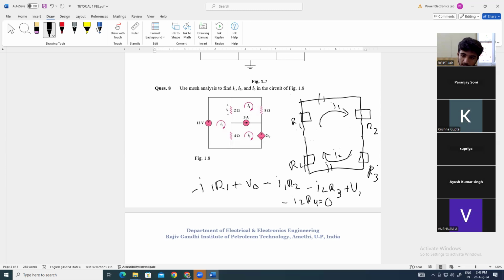Now, when we solve this, how many unknown variables would we have? Can anybody answer? Yes, Vaishnavi, can you answer how many unknown variables we would have in this equation? Am I audible to everyone?